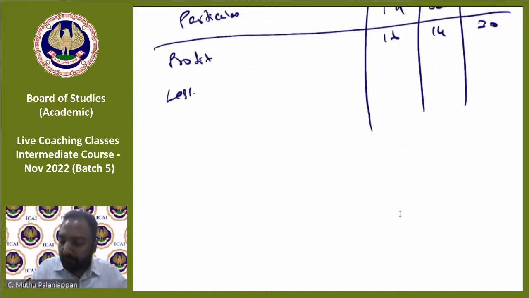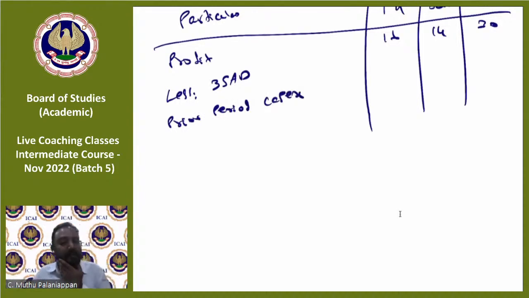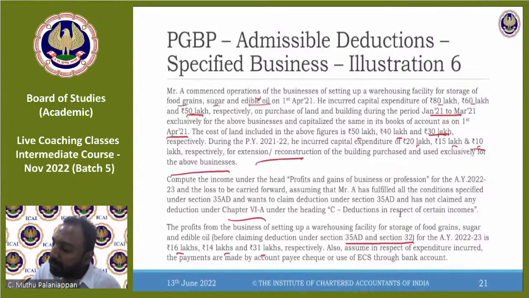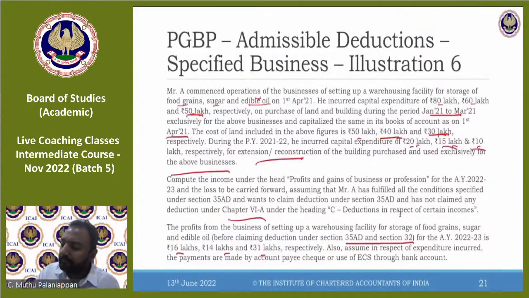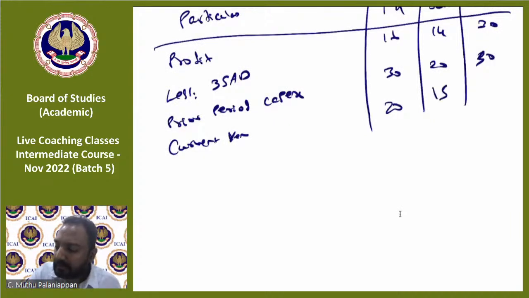Here, less 35AD deductions. So the first thing is prior period capex. It has been capitalized on 1st April 2021 only. So whatever was actually commenced earlier, prior period is what? Out of 80, 50 is land, so 30. Out of 60, 40 is land. So 30 and 20. Correct? 30 and 20. So 50 is prior period. And current year. Current year is only building. So current year building is 20 lakhs and 15 lakhs. So you have 35 lakhs. So this is what is there. So what is the total expenditure?